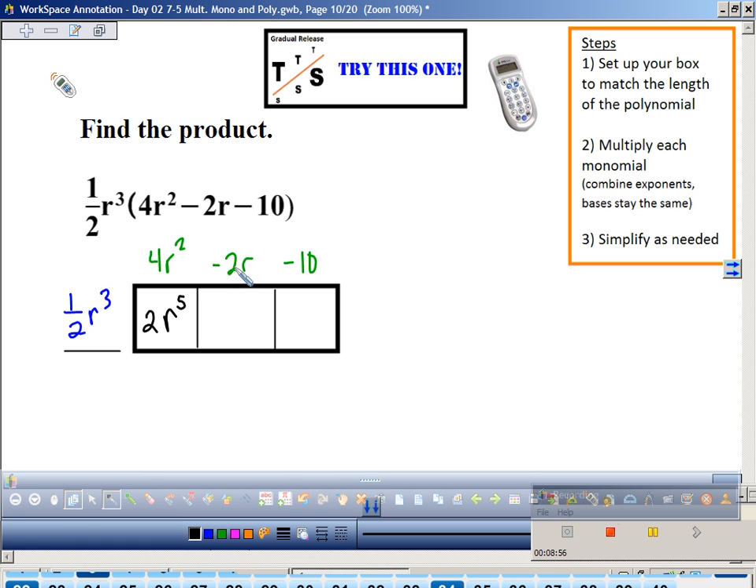Half of -2. -1, we don't need to really write the 1. What's r cubed times r? R to the fourth. What's half of -10? -5 r cubed. So my answer is 2r to the fifth minus r to the fourth minus 5r cubed. Question?